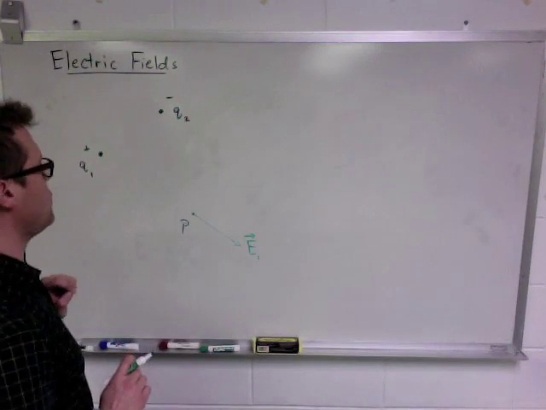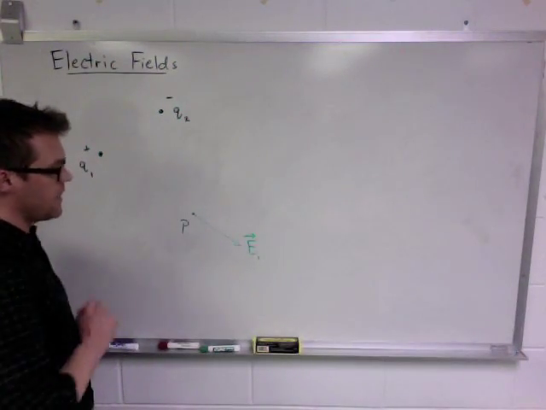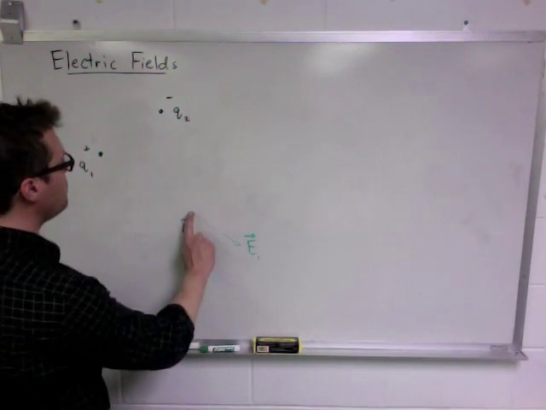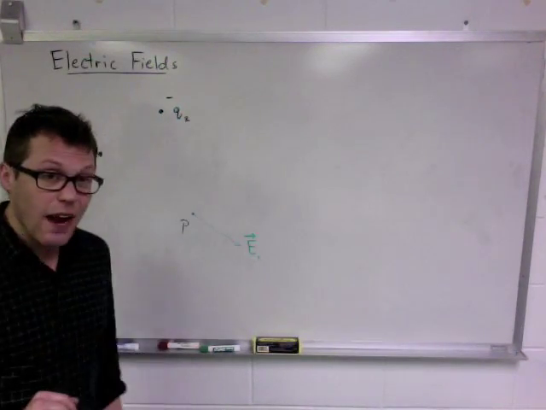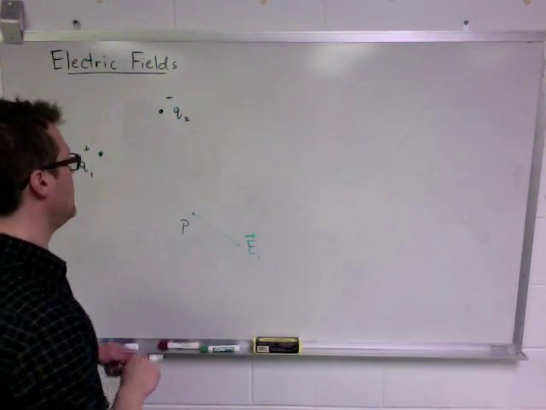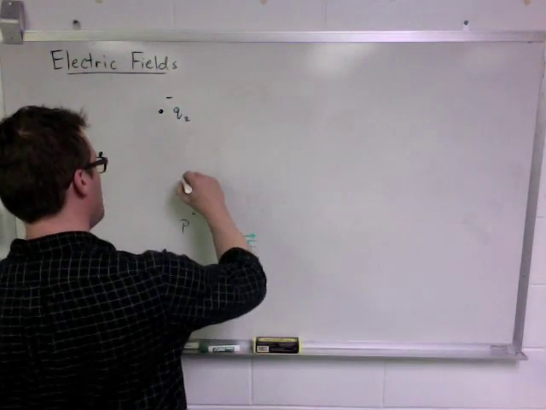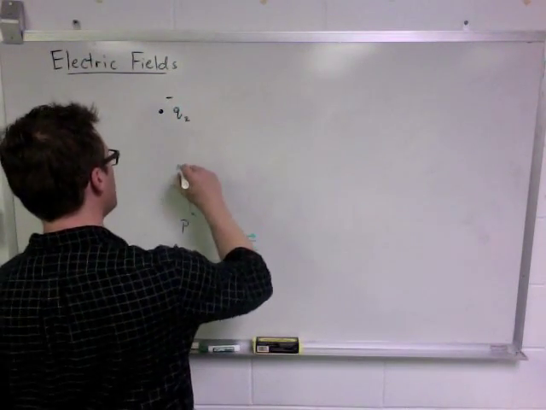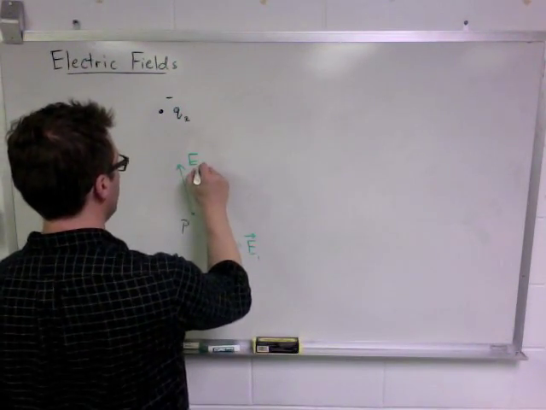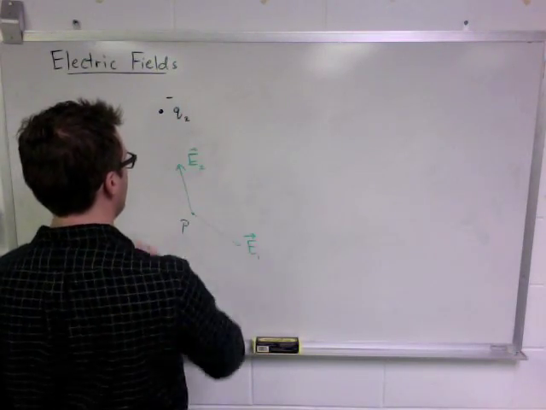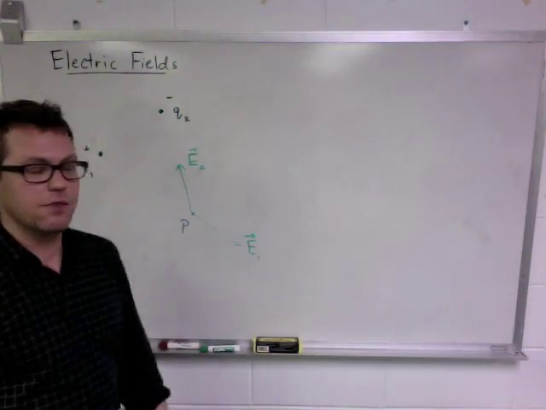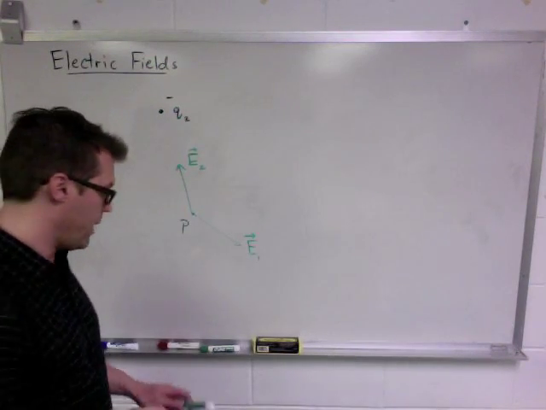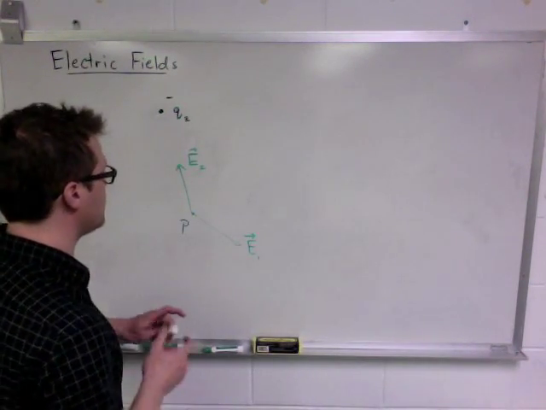Charge 2 is negatively charged, which means if I were to put a positive test charge at point P, it would feel a force, an attractive force, towards Q2. And so, by definition then, my electric field due to this second point charge is going to point towards Q2.